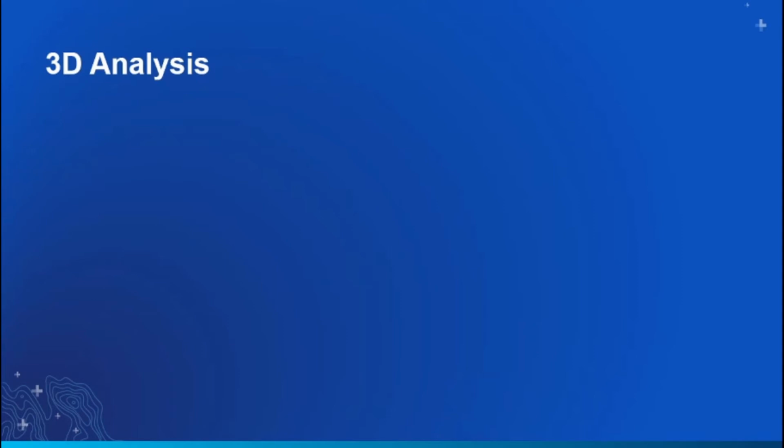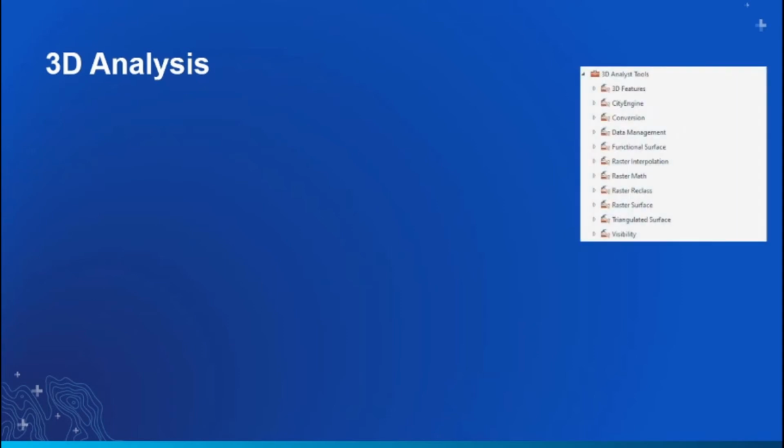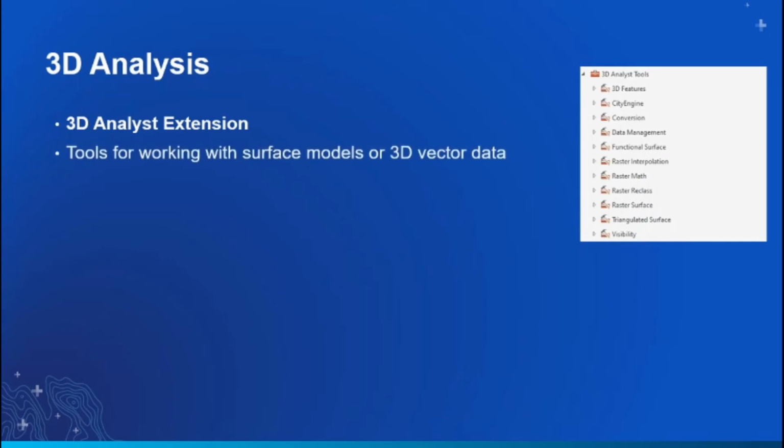These are tools found in the 3D Analyst toolbox that allow you to interact with 3D data. The tools in this toolbox make use of the 3D Analyst extension for ArcGIS Pro, and therefore this is something that you need to have if you want to make use of these tools. What do these tools do? These tools are used for working with surface models or 3D vector data.